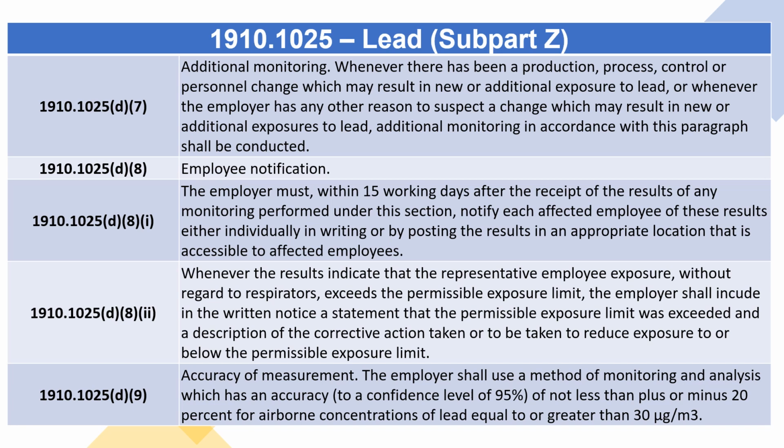1910.1025 D9. Accuracy of measurement. The employer shall use a method of monitoring and analysis which has an accuracy, to a confidence level of 95%, of not less than plus or minus 20% for airborne concentrations of lead equal to or greater than 30 micrograms per cubic meter.